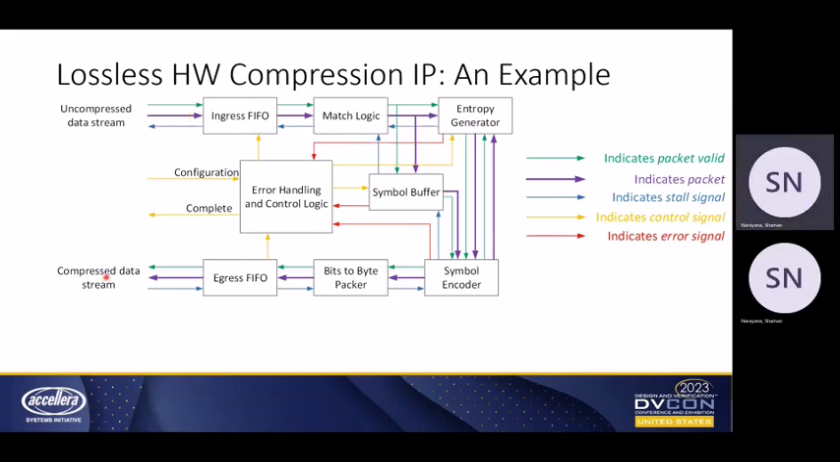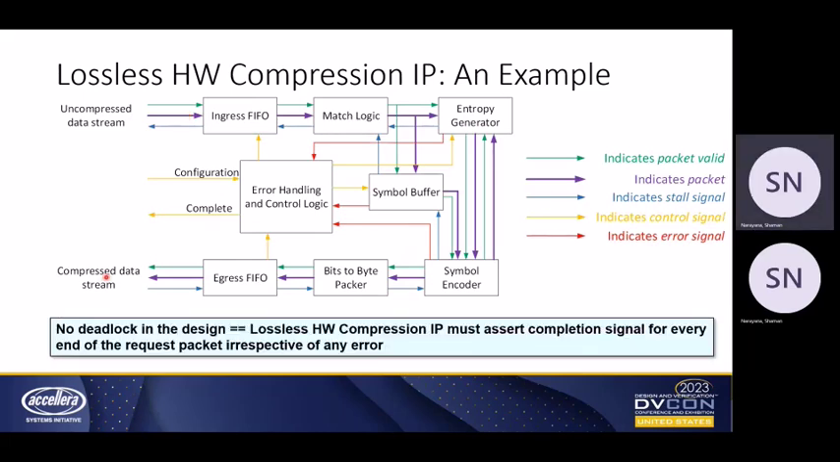Now, the no deadlock in the system requirement translates to proving the lossless hardware compression IP must assert the completion signal for every end of the request packet, irrespective of any error. Let me reiterate that. Irrespective of any error, the no deadlock in the system requirement translates to proving that the lossless hardware compression IP must assert the completion signal for every end of the request packet.